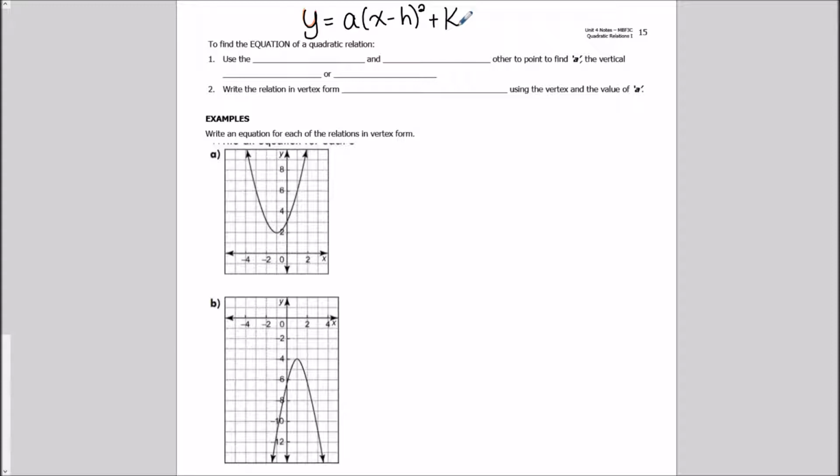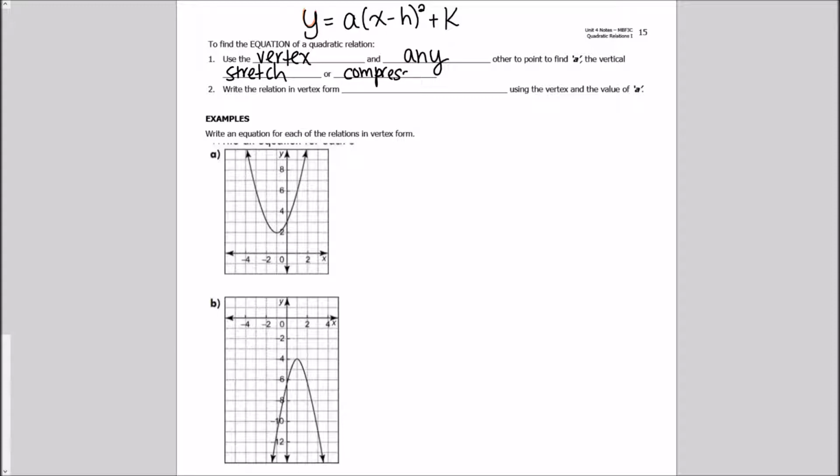First thing we're going to do is take the vertex. So we're going to use the vertex and any other point that's not the vertex to find a. And the a is going to tell us, remember, either the vertical stretch or the vertical compression.